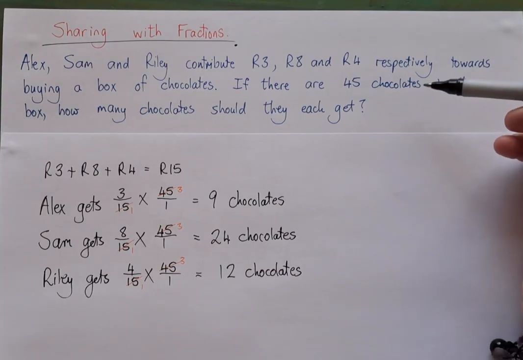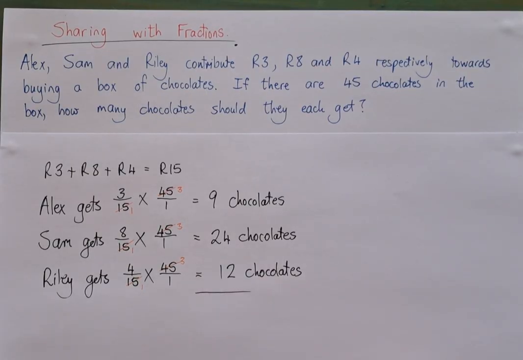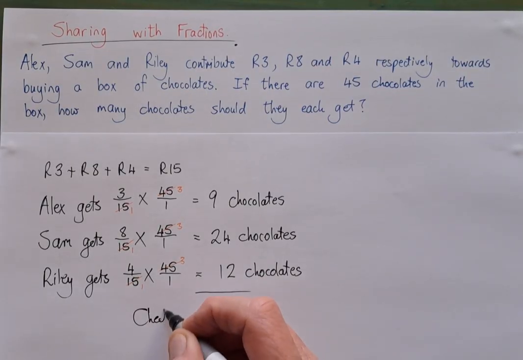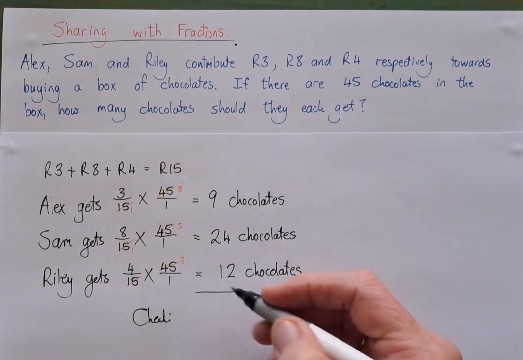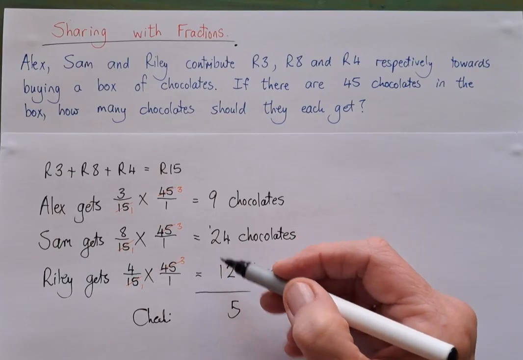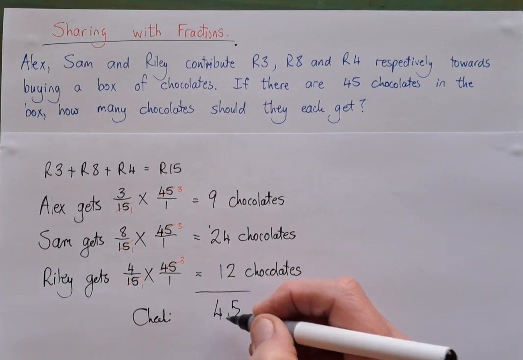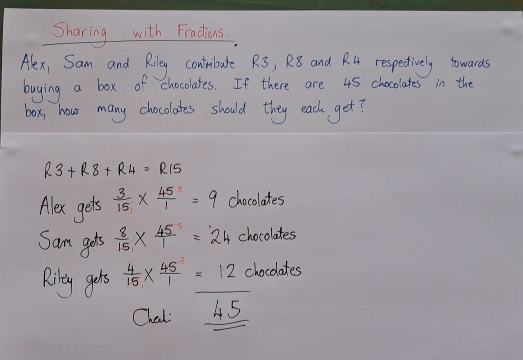Well, you should remember that we had 45 chocolates to start off with, so these should actually add up to 45. So let's just do a quick check. 9 and 4 is 13, and 2 is 15. Carry the 1, and that gives me 3 plus 1 is 4, and I do get 45, which is the correct number of chocolates.